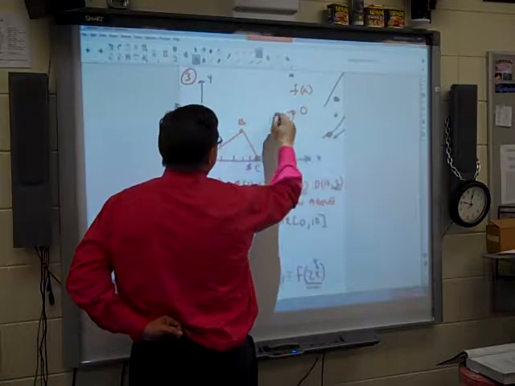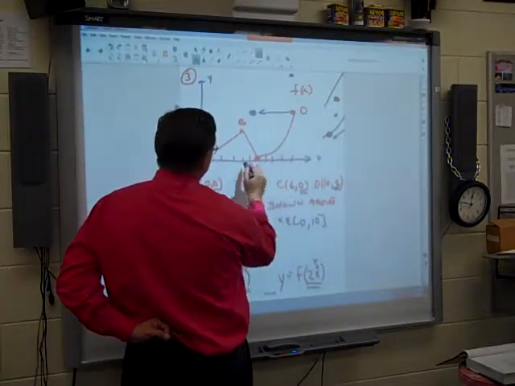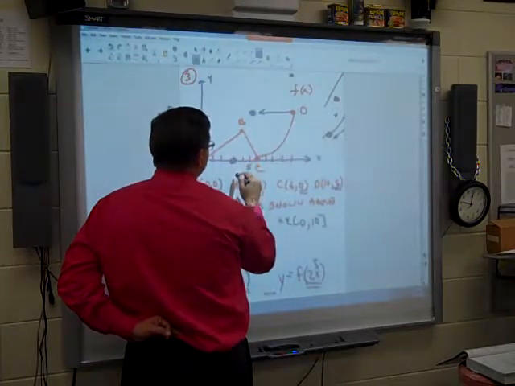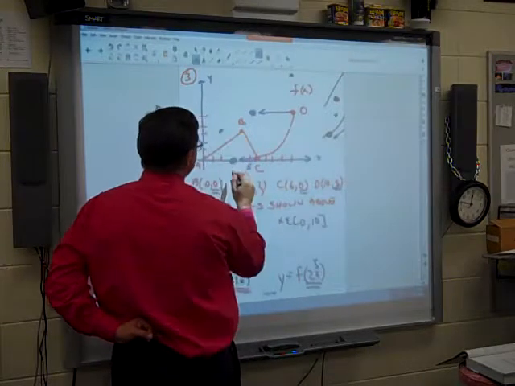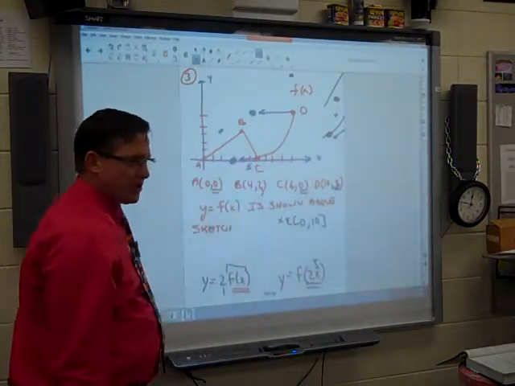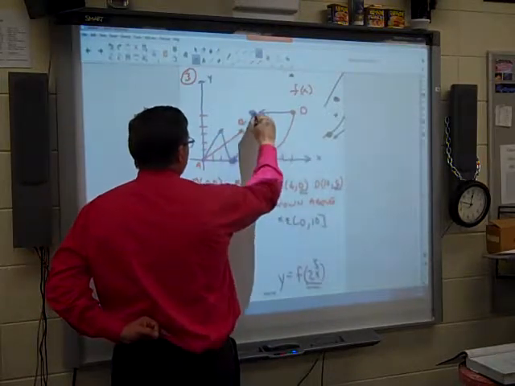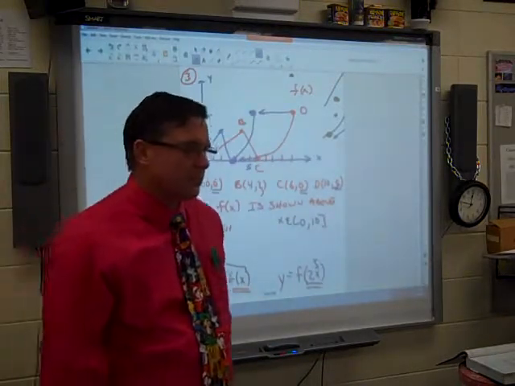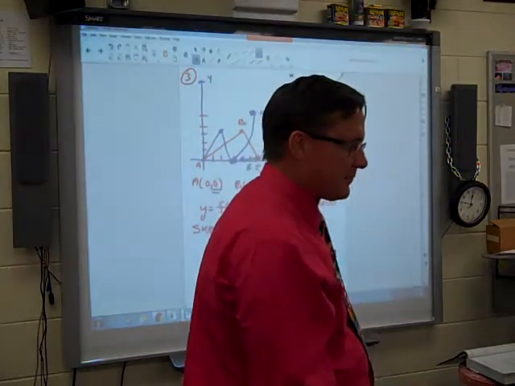So point D is going to compress into here. Point C, which was 6, is going to compress into 3. Point B, which was 4, is going to compress into 2. And 0 doesn't change. Here we go. Boom, boom, boom. All right? It speeds up how fast the function happens.